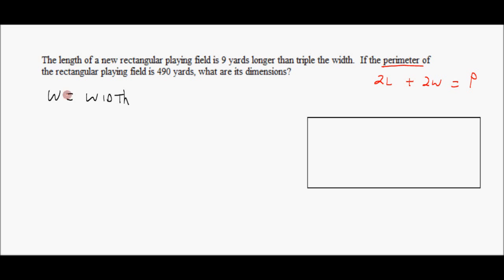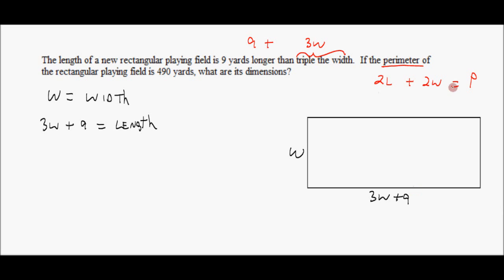So if the width is W, then what we're going to do is triple the width, which just means 3W. And then we're going to make it 9 yards longer than that. Well, 9 yards longer than 3W would be 9 plus 3W. So that means 3W plus 9 is equal to the length. So in our picture here, this is the width, and here is the length, 3W plus 9.